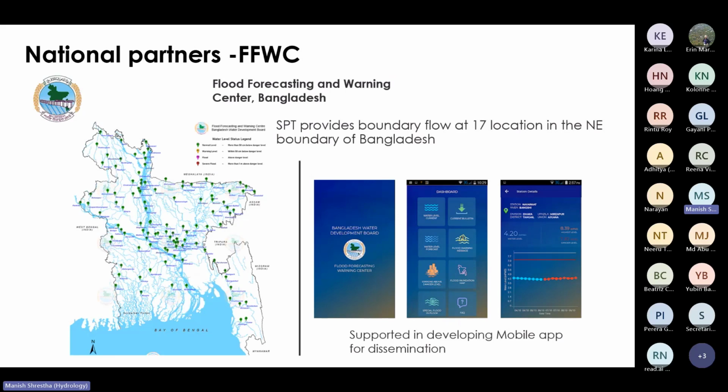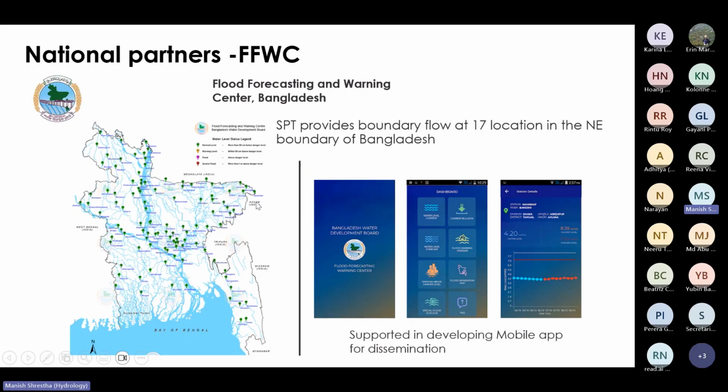The second example is from Bangladesh, where we've partnered with the Flood Forecasting and Warning Center, and we are currently providing them inflow to the northeast part of Bangladesh here. And this region is highly vulnerable to floods during the pre-monsoon period. The upstream part of Bangladesh is one of the heaviest rainfall areas, called Cherrapunji, where all the rainfall occurs. The flood occurs in this region, but the impact is seen on the flat areas of Bangladesh.